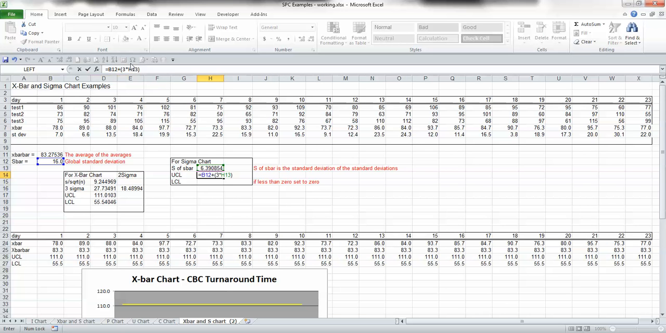So you can see our formula up here. The B12 is referring to our S-bar, and then we're going to add 3 times our standard deviation of the standard deviations. And we get 35.18532. We could also do that with a 2 sigma value if we wanted to.